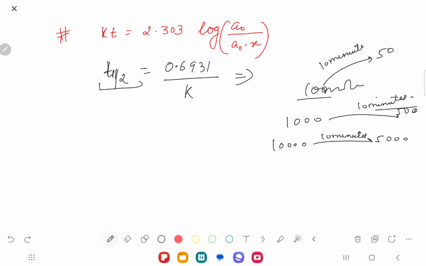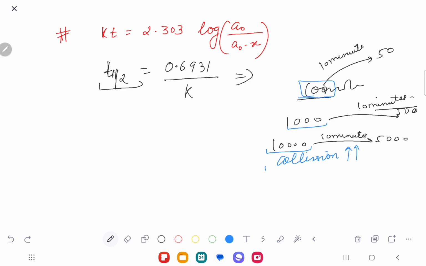So what exactly does that mean? Why is that happening? Because as you're increasing the number of molecules, what is happening? When you're increasing the number of molecules, the collisions are also increasing.